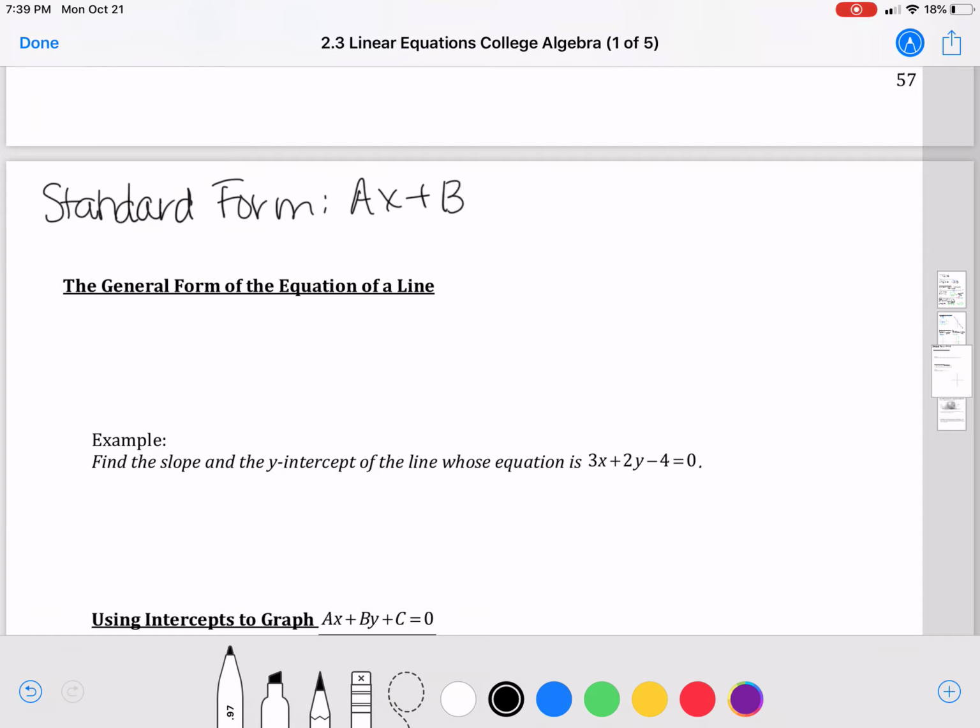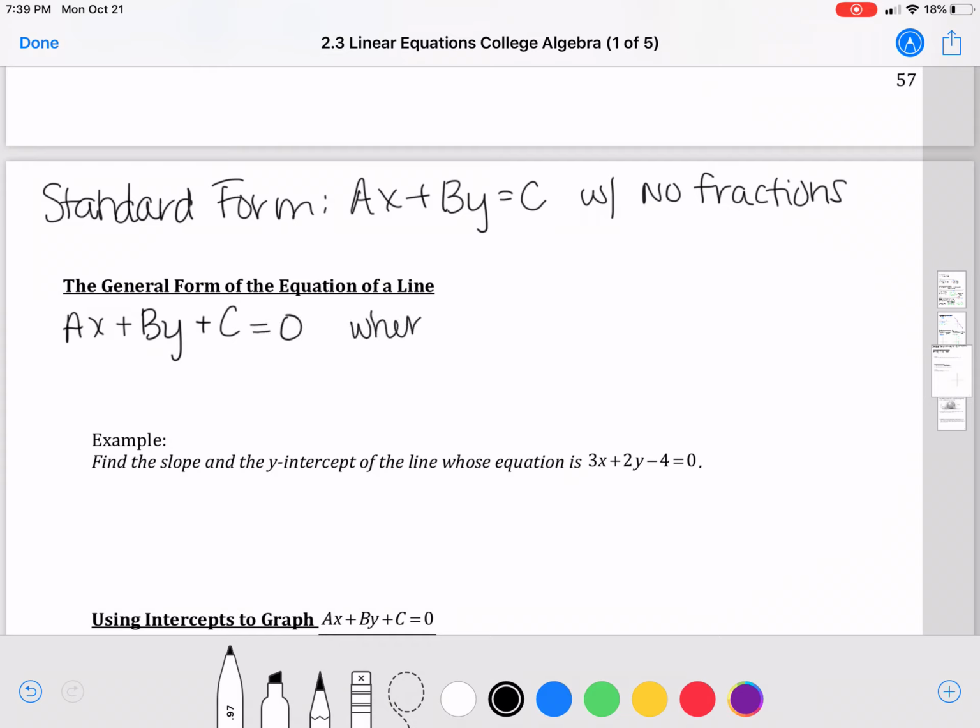Ax plus by equals c, and with that we had, let's see here, no fractions. We always had integers or whole numbers for our a, b, and c. And we're going to slightly change that for the general form of an equation of a line, and that becomes ax plus by plus c equals 0, where a, b, and c are integers.